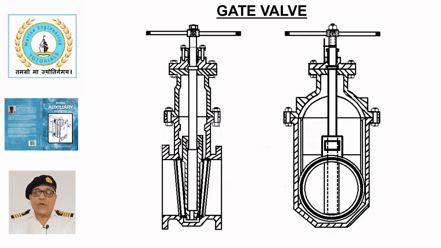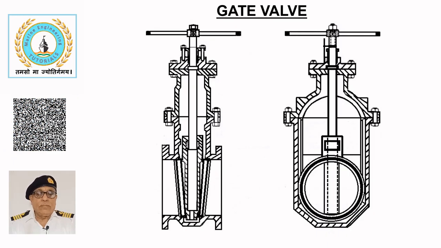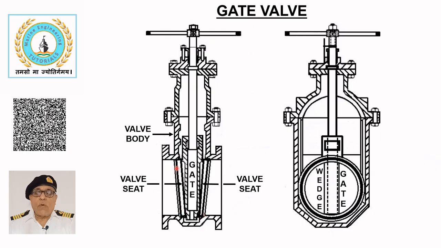The sketch shows the constructional details of a gate valve in the order of its assembly. The valve body is made of cast iron for general service and of bronze or gunmetal for seawater service. The valve seat is an integral part of the body, designed to accommodate the wedge-shaped gate and close the passage when required.